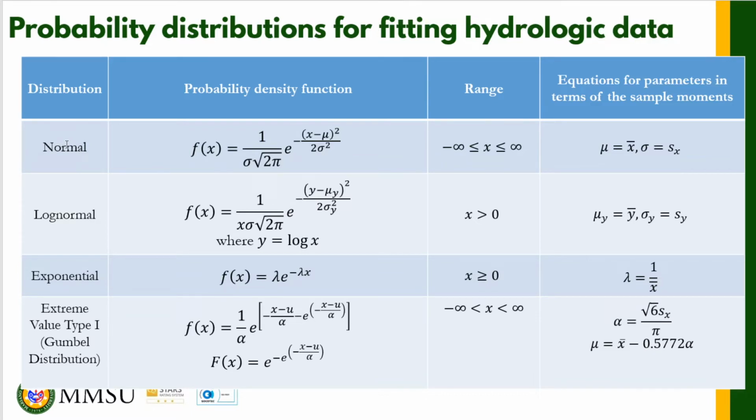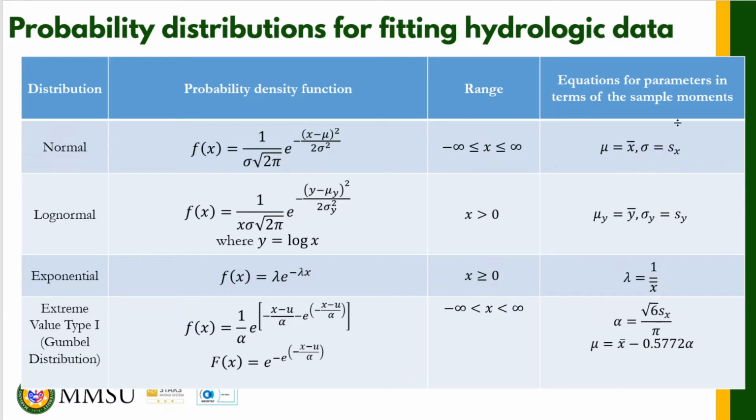You have already discussed the normal distribution in your statistics class. We also have the log normal. Basically, the normal and the log normal are the same. The only difference right here is we just replace the values of x in the normal by the logarithm of x. We also have the exponential, and we also have the extreme value type 1. This is also called the Gumbel distribution.